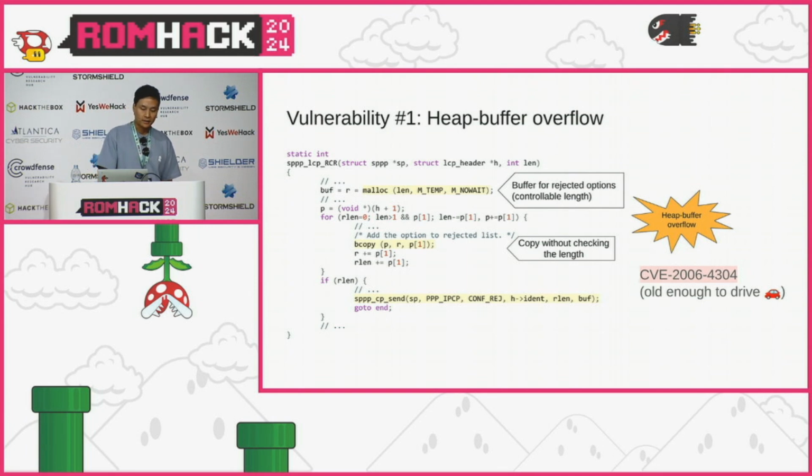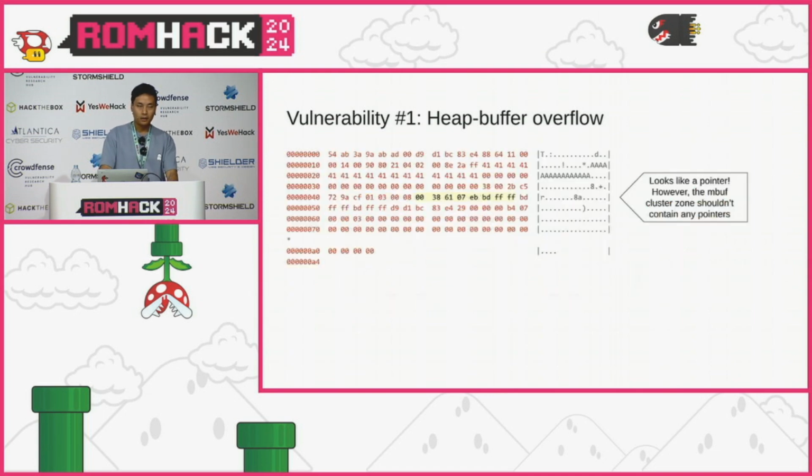So when I ran some experiments to trigger the bug, I noticed something strange. So this is the packet that contains the rejected options. What caught my eye is that there are some strings which look super similar to a pointer. But that shouldn't be the case, because this is the mbuf cluster zone, which is segregated from the rest of the heap. And it should only contain socket and network data. So there's no way it can contain any structures or even pointers from the kernel. So what's going on?